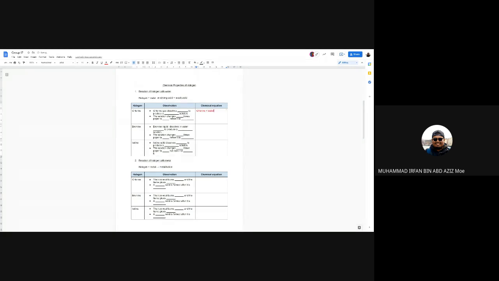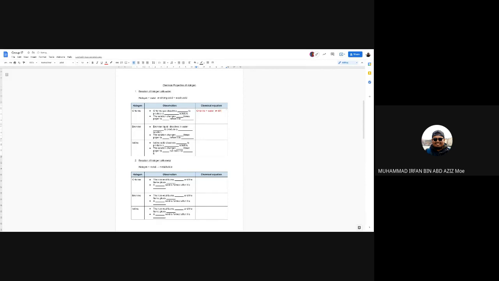As water, we can get strong acid and weak acid. Okay, what is strong acid and weak acid? We get two types of acid. So how do we know it is strong or weak? Okay, this is basically strong acid.